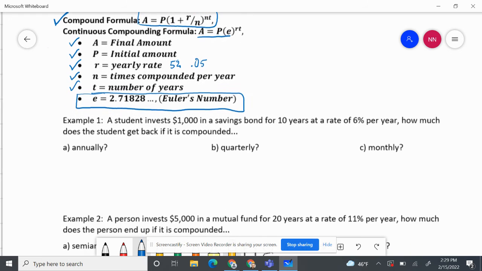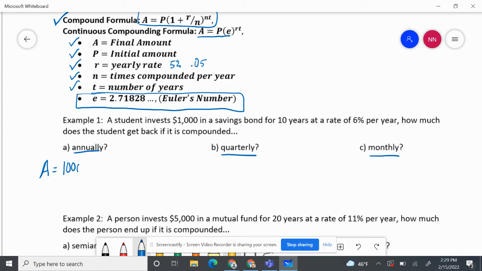So for example 1, we have a student, and they're investing $1,000 in savings bonds for 10 years at a rate of 6% per year. How much does the student get back if it's compounded, and we're going to look at three different ways. Annually means once per year, quarterly means 4 times per year, and monthly means 12 times per year. So we're going to be solving for how much the amount is after the 10 years.